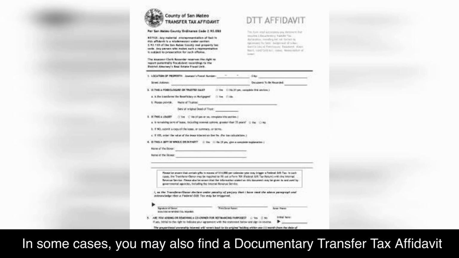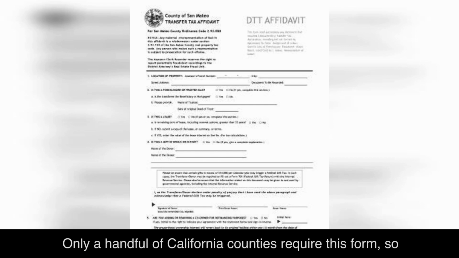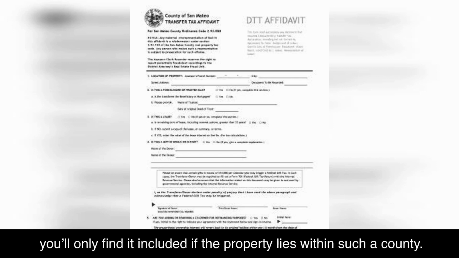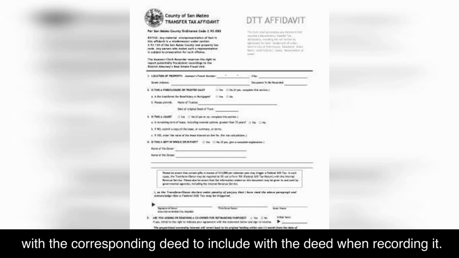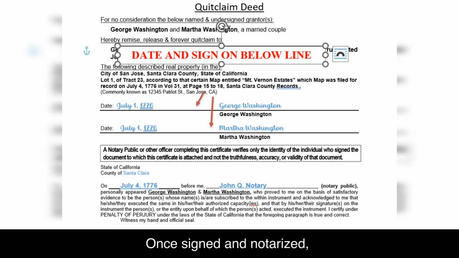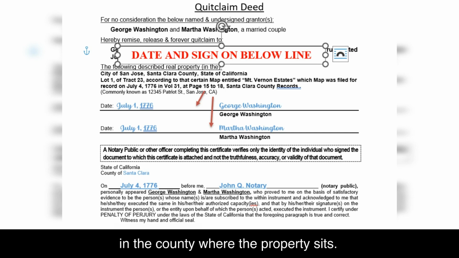In some cases, you may also find a documentary transfer tax affidavit informing the county that the transfer is exempt from the documentary transfer tax. Only a handful of California counties require this form, so you'll only find it included if the property lies within such a county. If so, be sure to sign where indicated. Then keep it together with the corresponding deed to include with the deed when recording it. Once signed and notarized, each deed should be recorded at the county recorder in the county where the property sits.